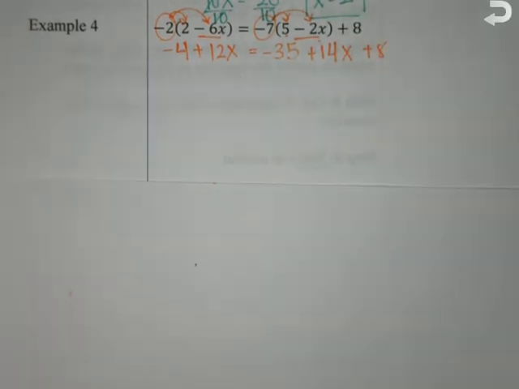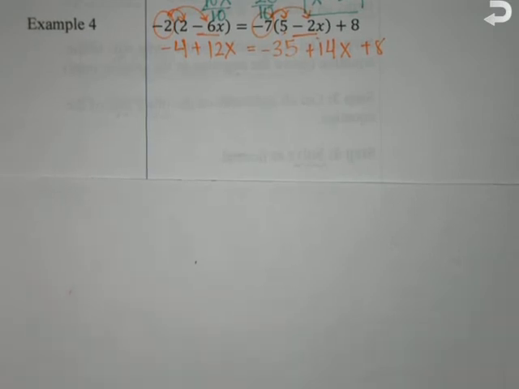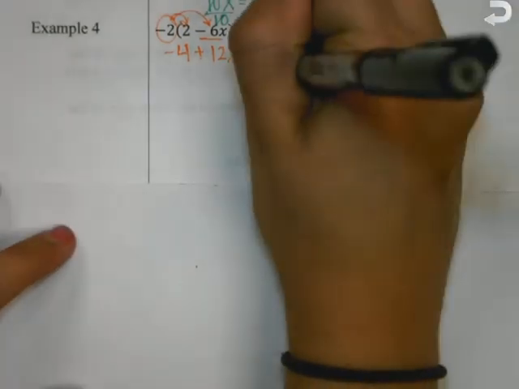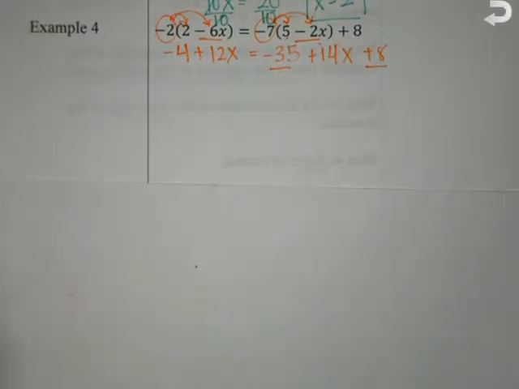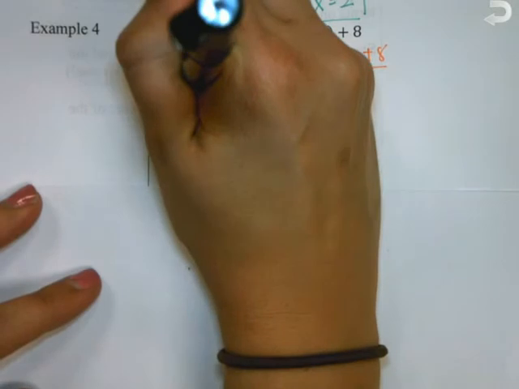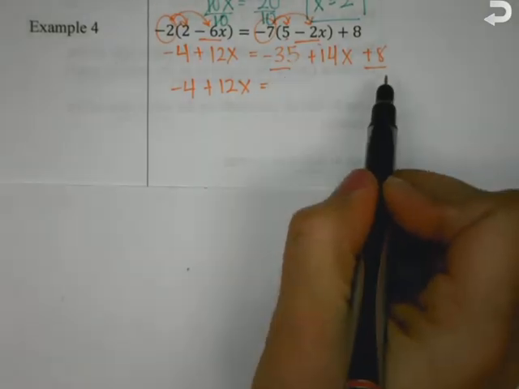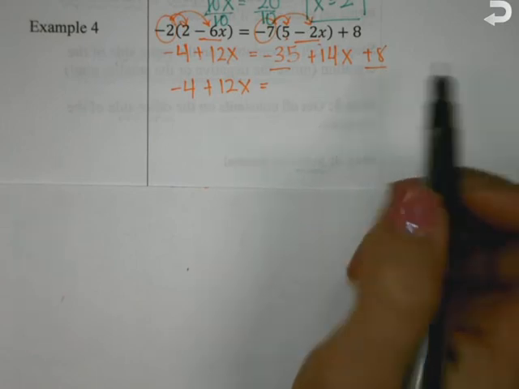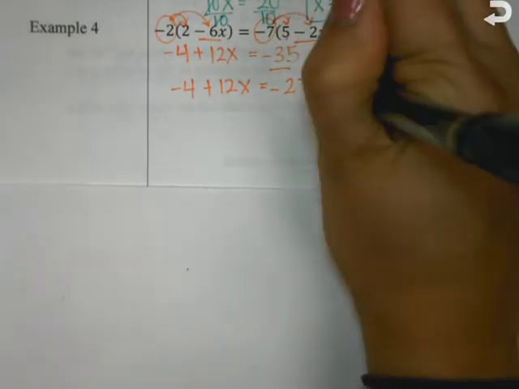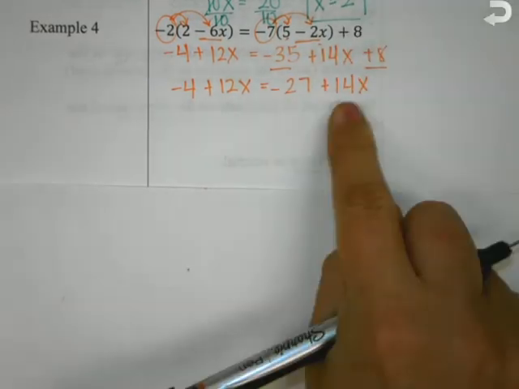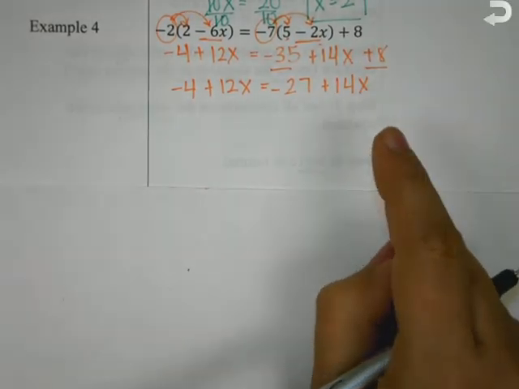Am I ready to start moving stuff, or is there one other step I have to do? Another step. What is it? Very nice. It's combining like terms. Because look here. I have a -35 plus 8 on the right-hand side. Okay? So the left stays -4 plus 12x equals... What's -35 plus 8? -27 plus 14x. You could also put 14x minus 27. Same thing. Okay? Alright, so let's start moving stuff using inverse operations.